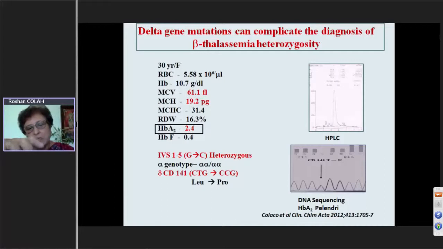And that is why we then went on to look at the beta gene, and this person had the common IVS15 mutation. And because generally the IVS15 should not give you an A2 of 2.5, we then looked at the delta gene, and you see that there is an associated delta gene mutation also. So these, if you have a couple with one partner like this, you are surely going to miss them unless you are very careful and investigate them.